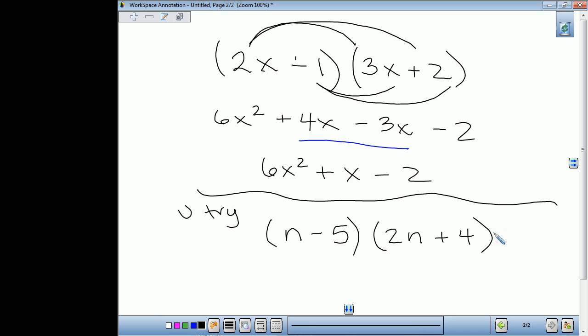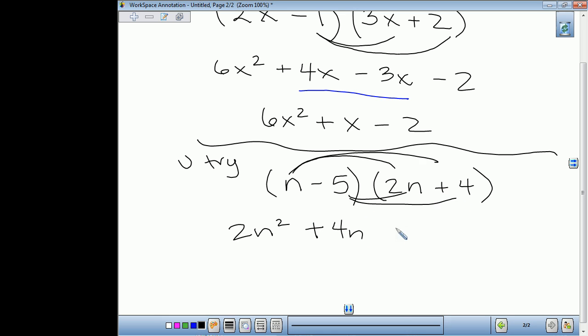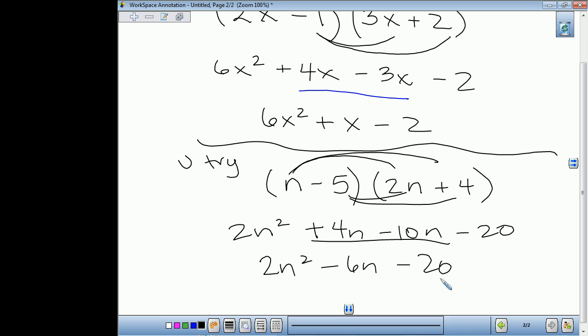Okay. They were looking good as I walked around. We're going to distribute the first term through, and that makes 2n squared plus 4n, and then distribute the negative 5 throughout the second binomial. That makes negative 10n minus 20. These two do have like terms here. We don't always, but these two do. So we get 2n squared minus 6n minus 20.